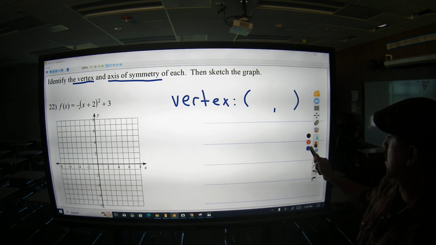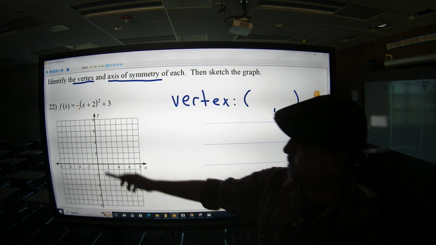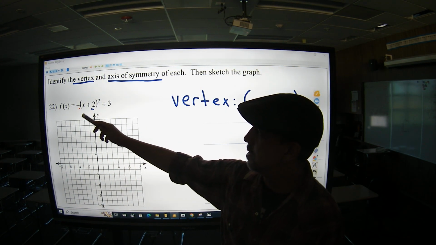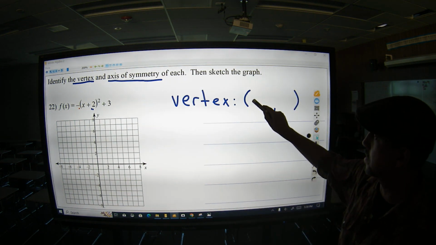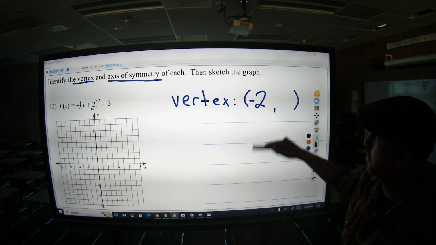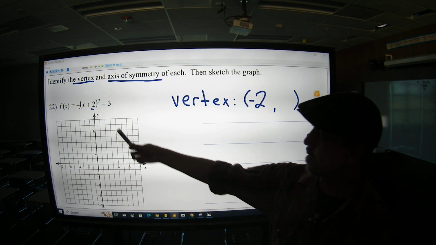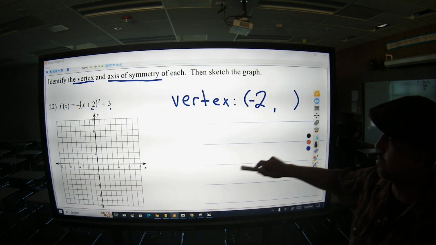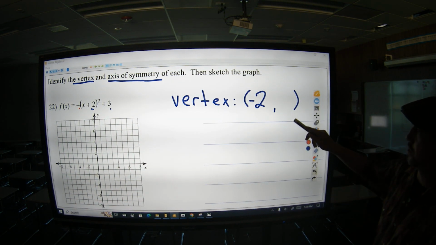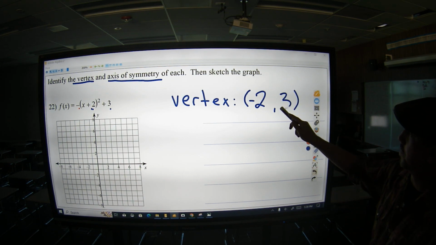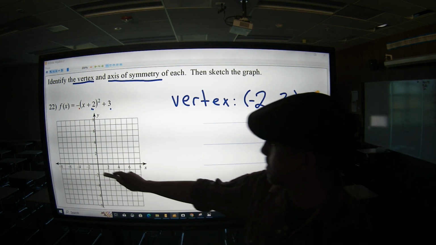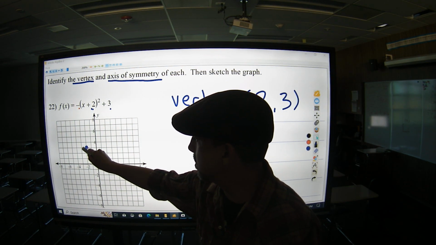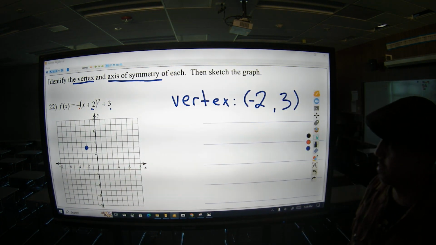So earlier we talked about vertex form and we said, hey, we have to change the sign of the value inside of the parentheses so that we can find the x-coordinate of the vertex. So that'll be negative 2. And then we learned that the second one we did not change when we're doing vertex form. So we see that this is going to be positive 3. So that tells me where to put the vertex. So I will go to negative 2 and positive 3 and put a point there to signify the vertex.